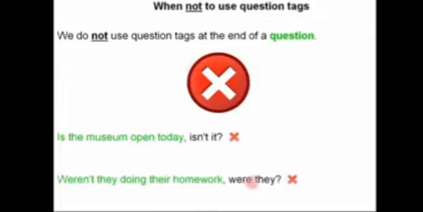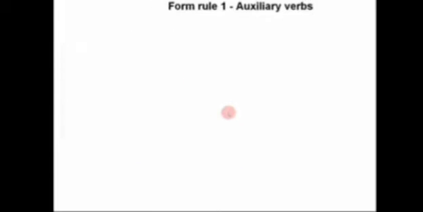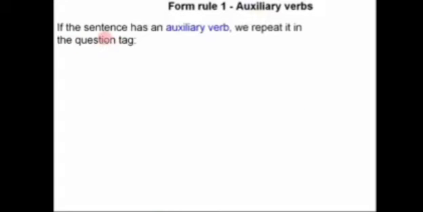Weren't they doing their homework, were they? It is also an incorrect statement because weren't they doing their homework is a complete question on its own. Now let's look at the forms of question tags. There are actually 4 rules that govern the form of question tag.